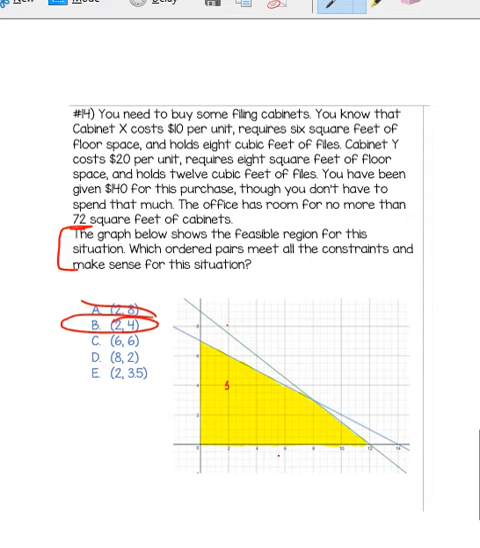So then I'm going to test (6, 6). (6, 6) is up here. That's outside my feasible region, so that doesn't work. (8, 2) is inside my feasible region, so that one would work.